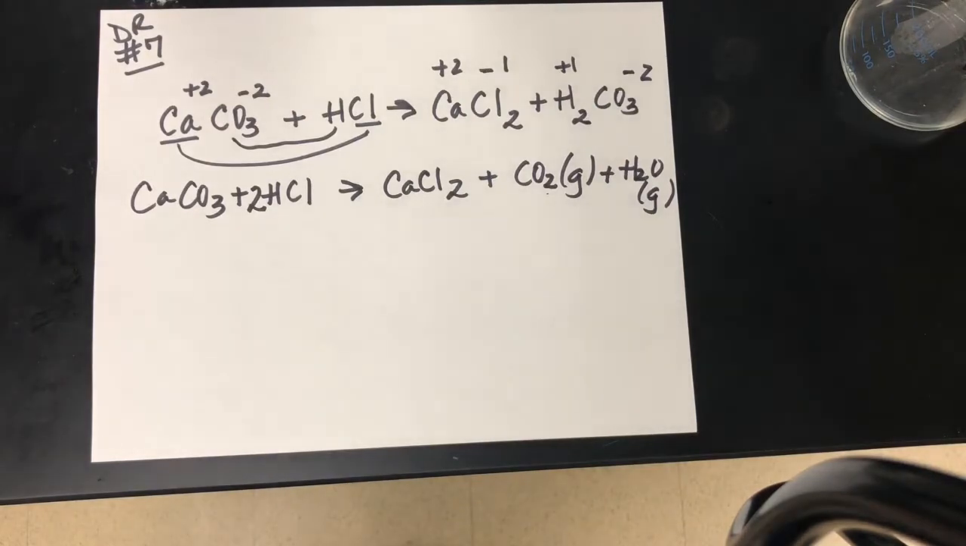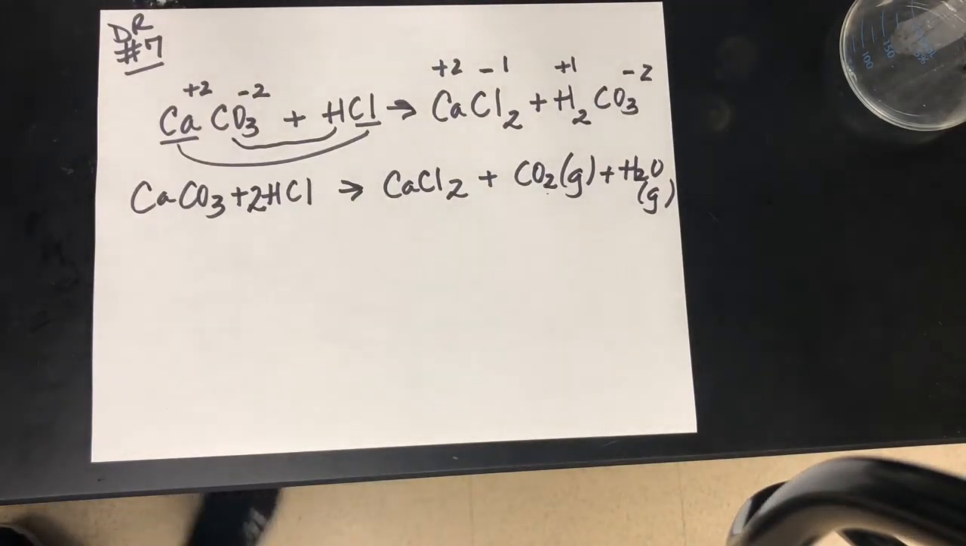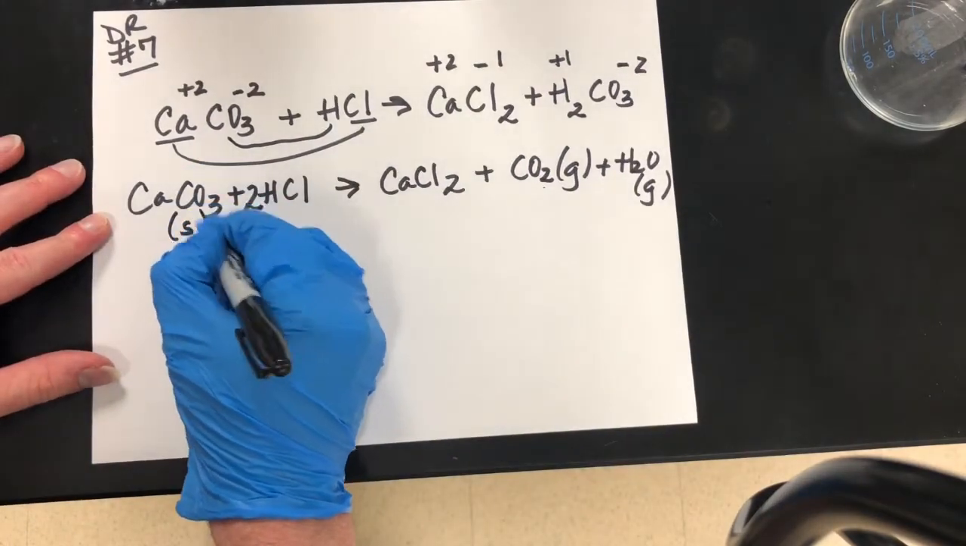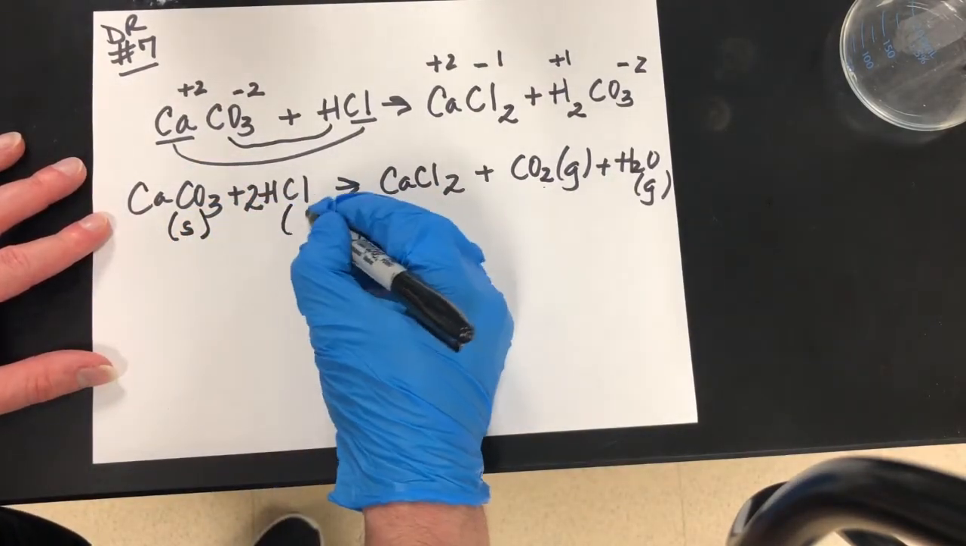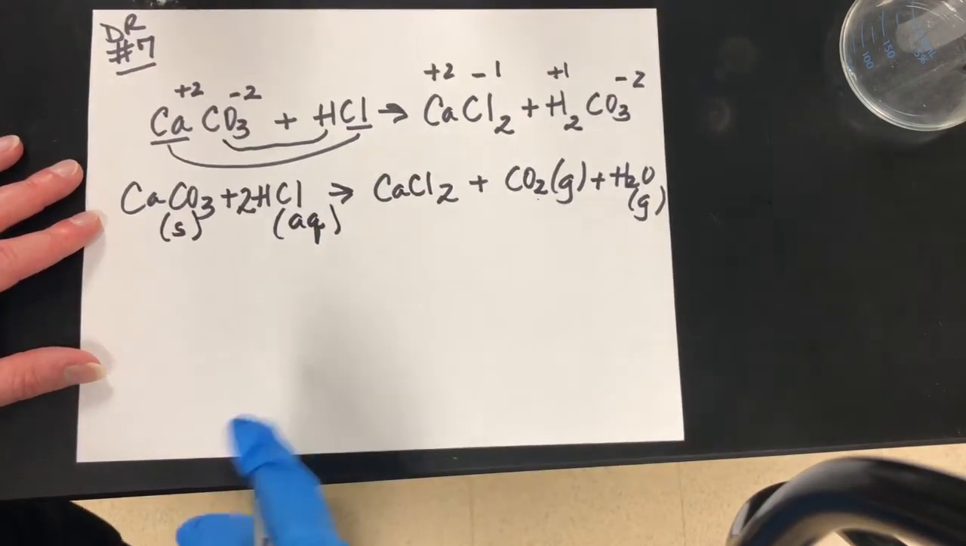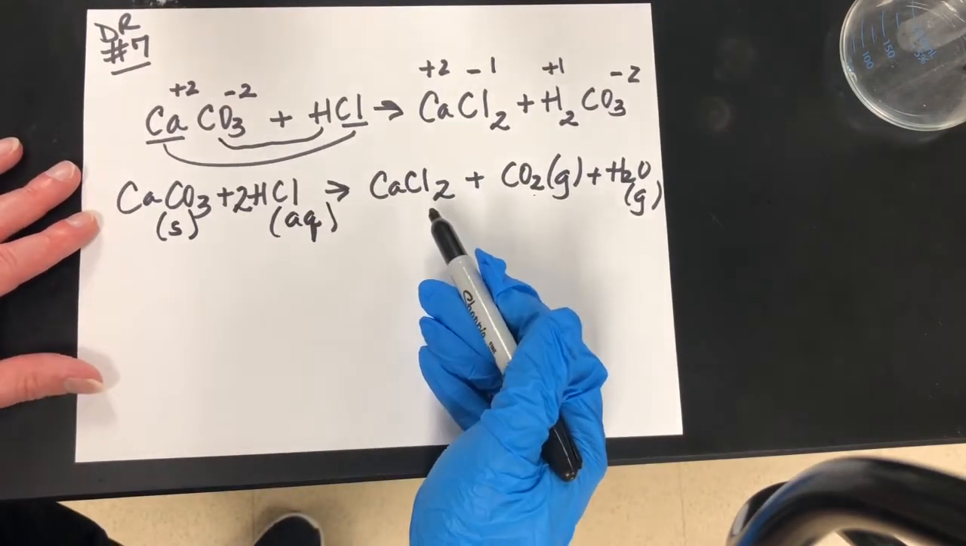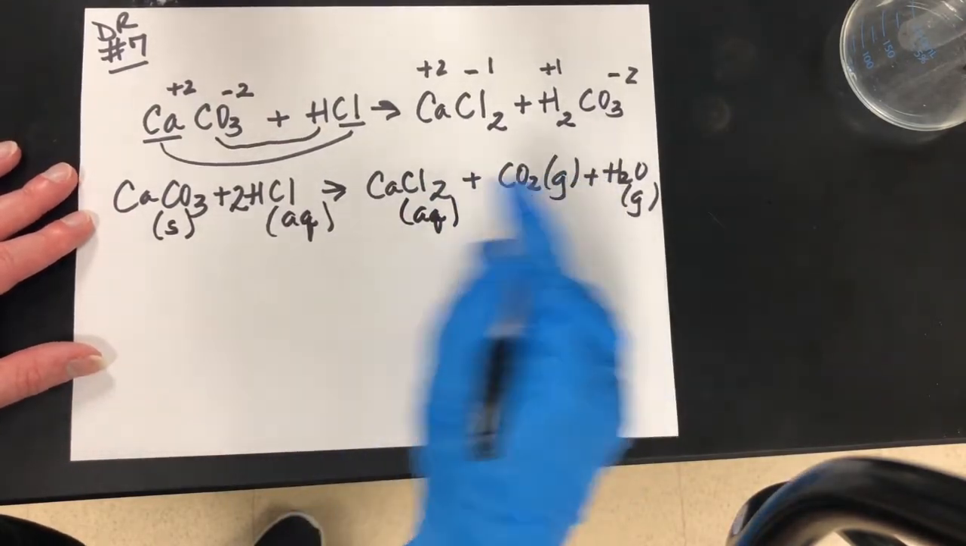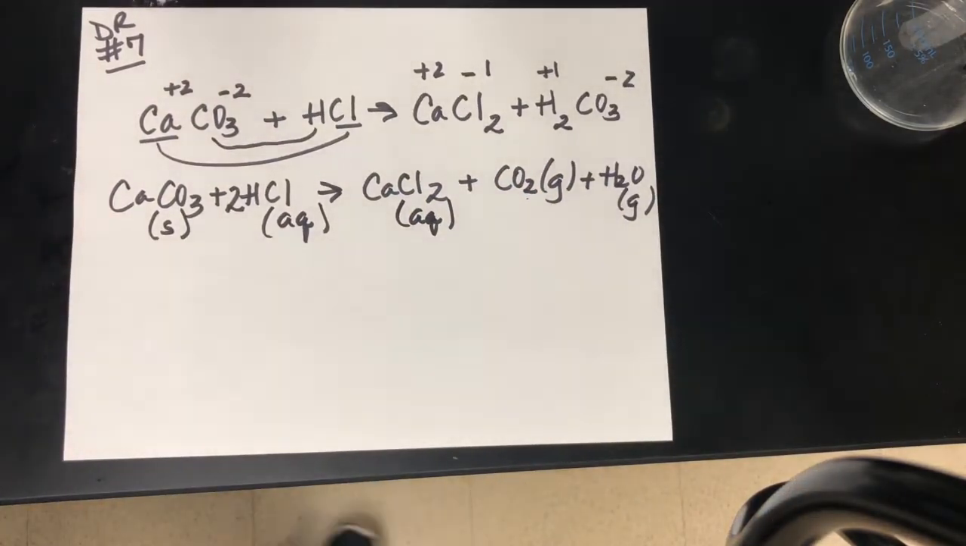Okay, we're going to do our solubility rules. So it says we're going to take solid calcium carbonate, so we're going to make that a solid. Hydrochloric acid is always aqueous. All chlorides are soluble except for silver, mercury, lead. So that's soluble, and we already have those states right there. Okay, so we'll come back and look at this in real life.